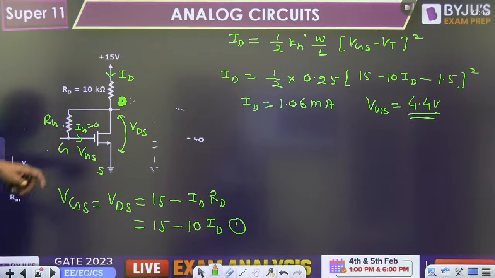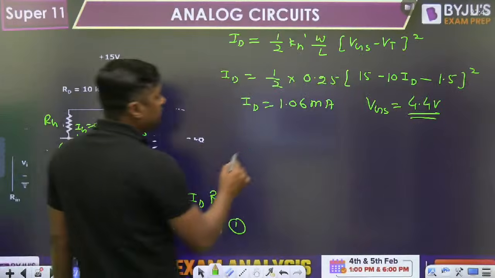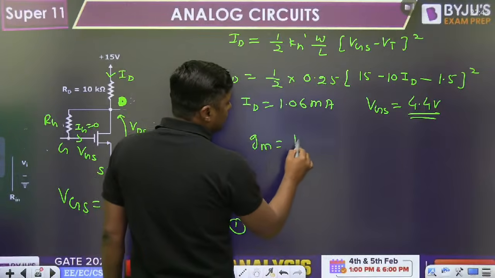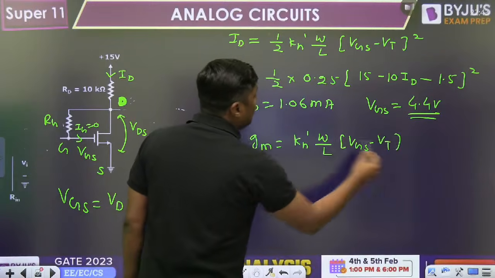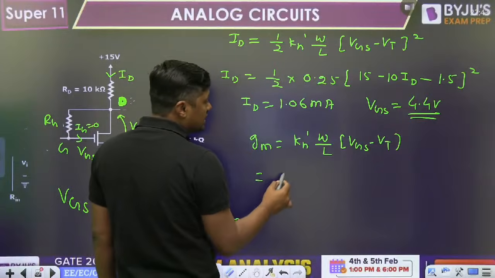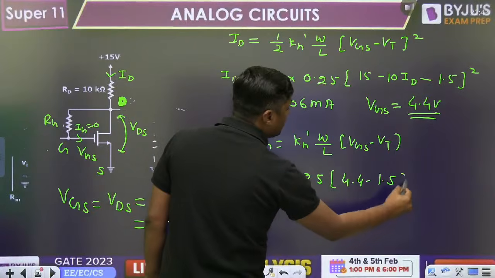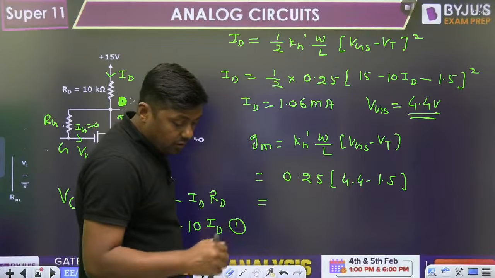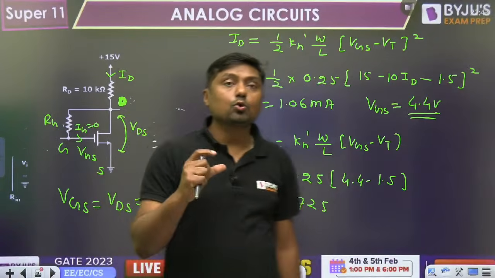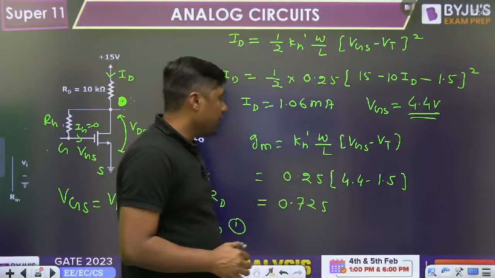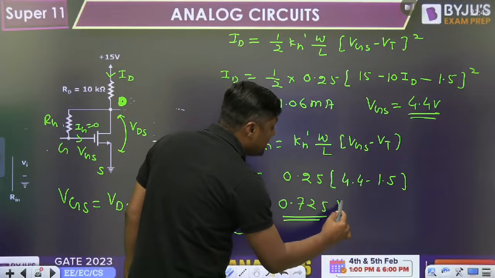Once you have the ID and you have the VGS, finally, what is the gain, my dear friend? You have to find the gm then. gm is kn' W by L times VGS minus VT. This is the value of the gm, transconductance. What is the transconductance? 0.25 times 4.4 minus 1.5. You will get the transconductance. Find the value 0.725 milliampere per volt.